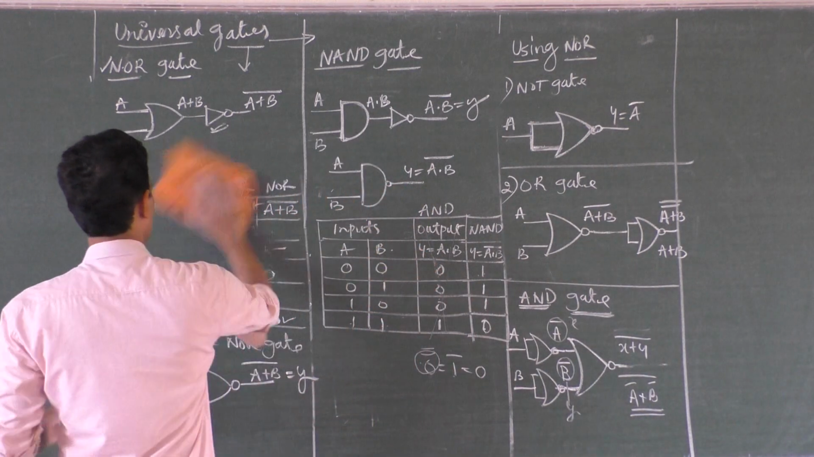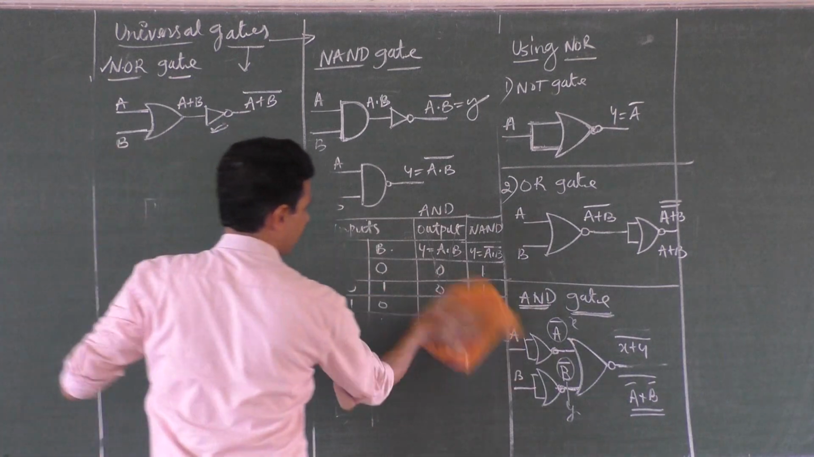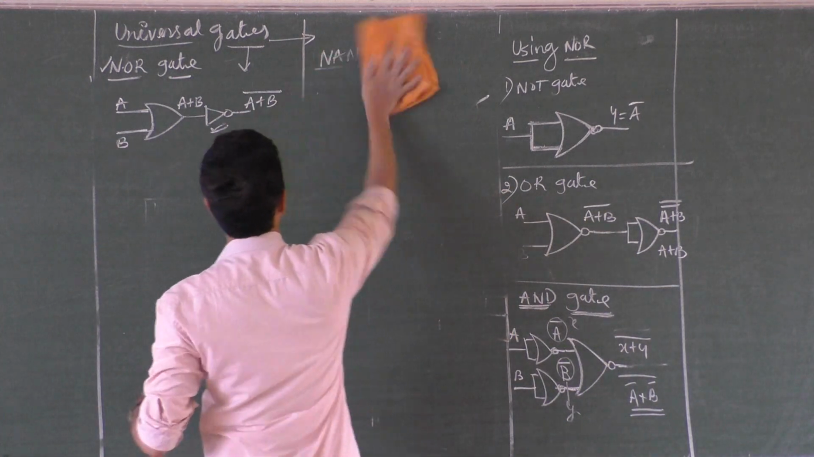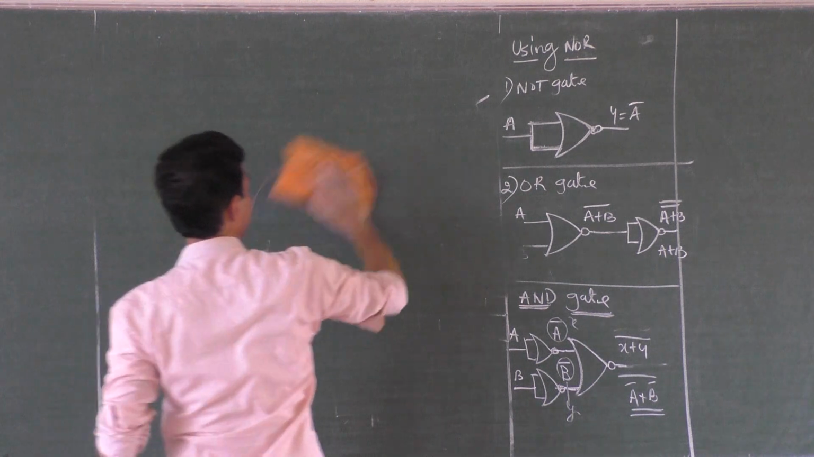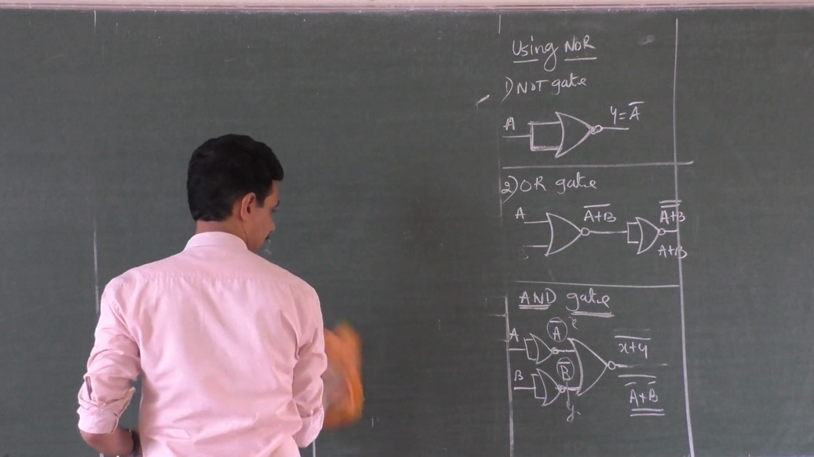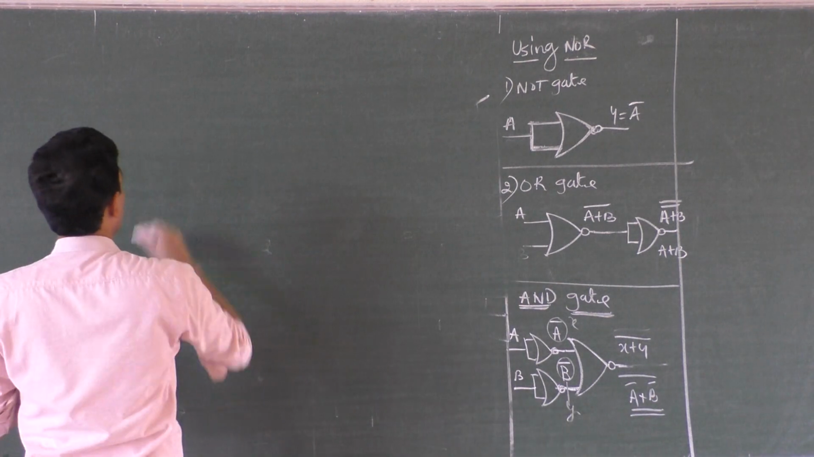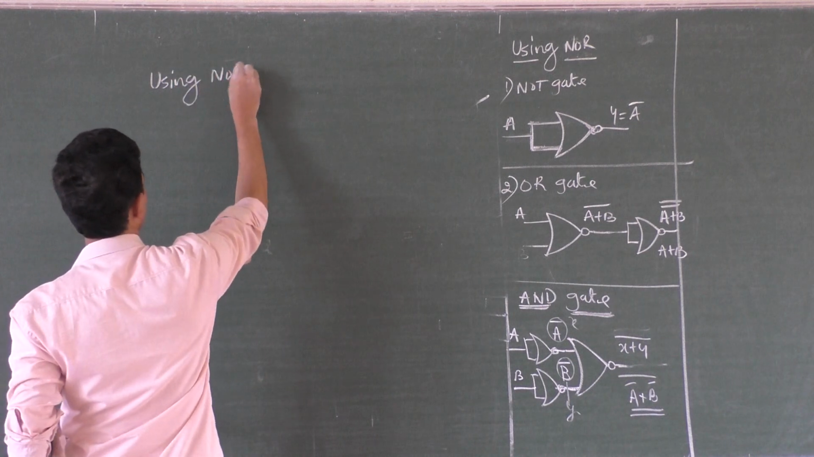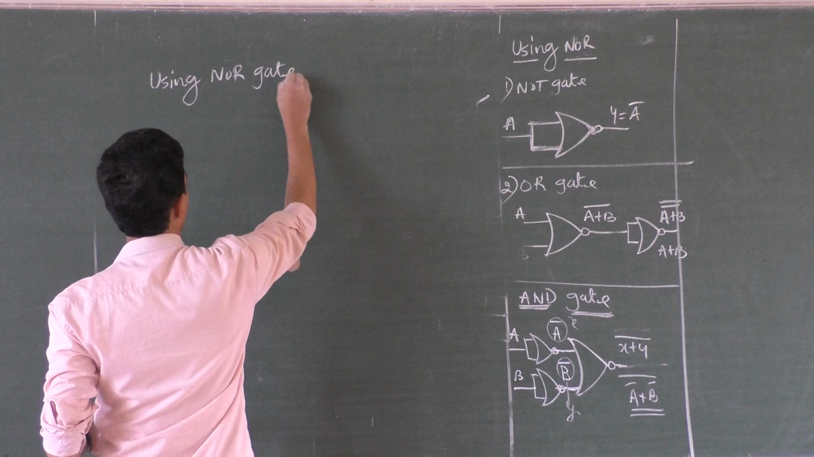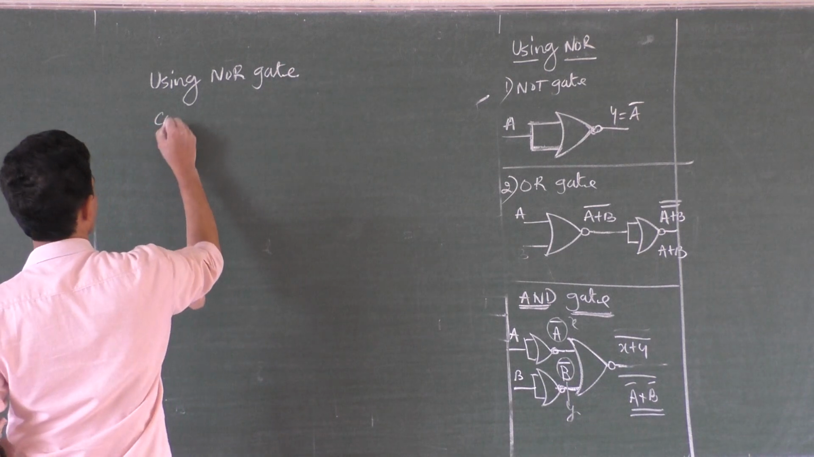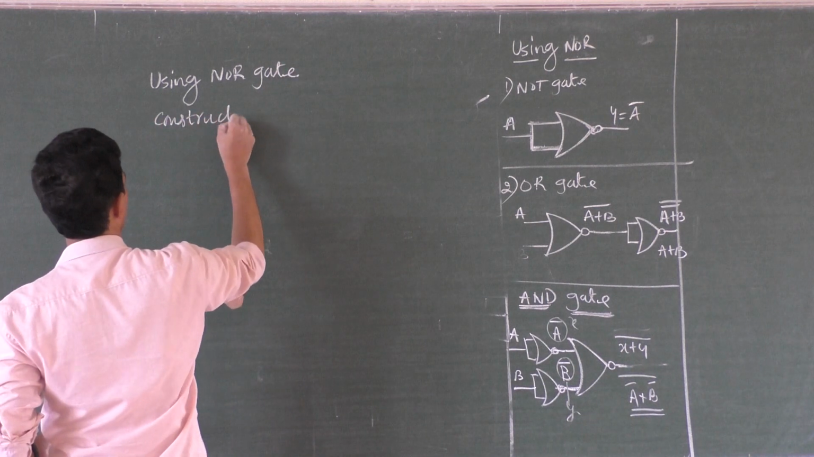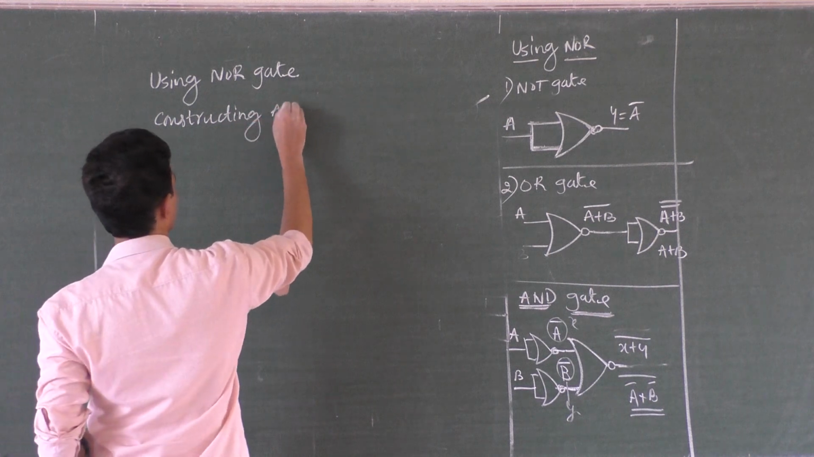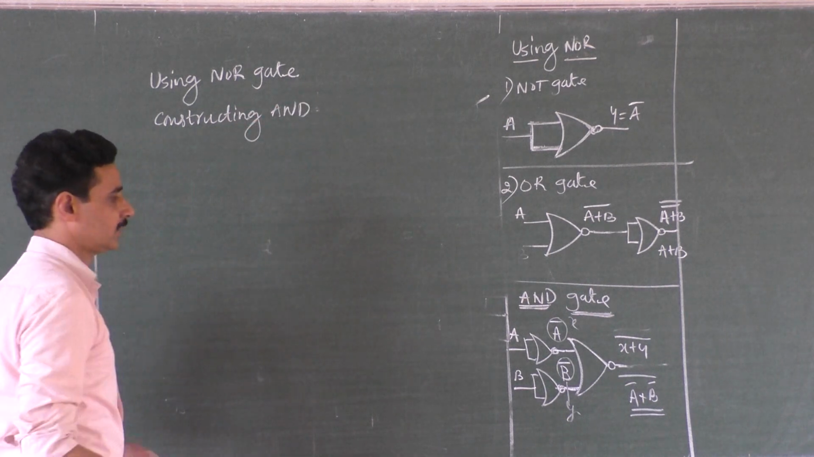I'll rub everything and I'll revise it once, right? Because I don't know whether it has been mixed up or not. Whether you have learned it properly or whether it is totally mixed up, I don't know. So I will write: using NOR gate, we are constructing AND. Right? We should get an AND gate.